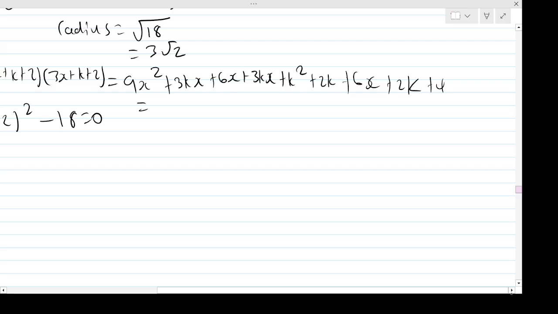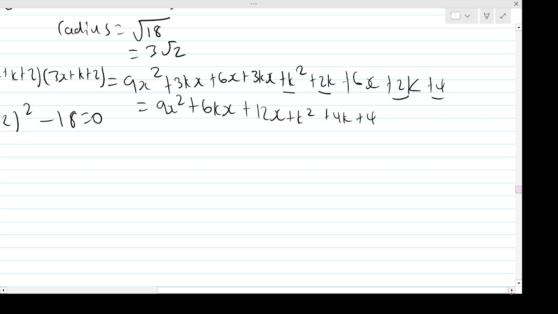So firstly, 9x squared, collect the x squared terms. Then we have 3kx, and then another 3kx be 6kx. Then we have 6x and then another 6x plus 12x. Then we have k squared. Then we have a 2k and a 2k plus 4k, and then a plus 4 at the end there.